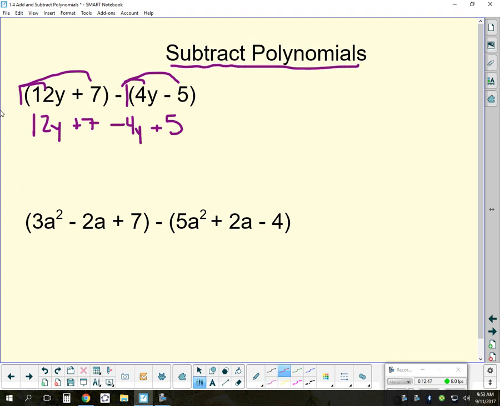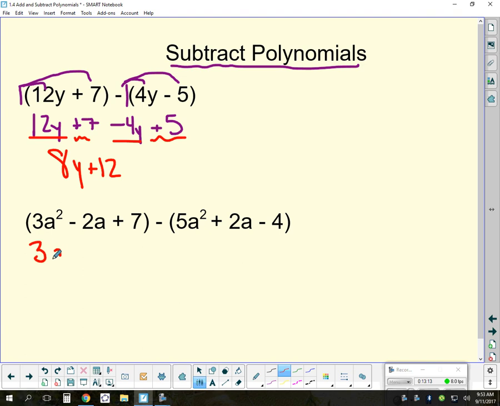Then combine your like terms. 12y minus 4y. Those are your like terms. That gives you 8y. And then positive 7 plus 5 is positive 12. Okay, so it's not 7 minus 5. You've got to make sure you look at this negative sign or this minus sign and make them two, double negative, minus and a negative, become a positive.